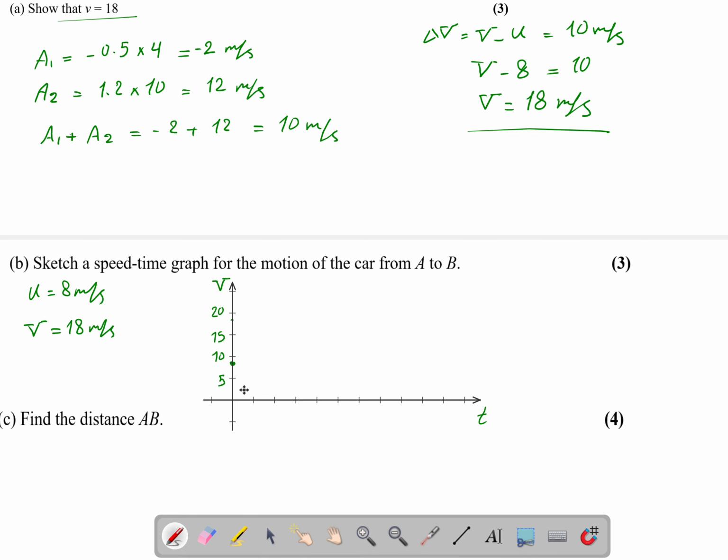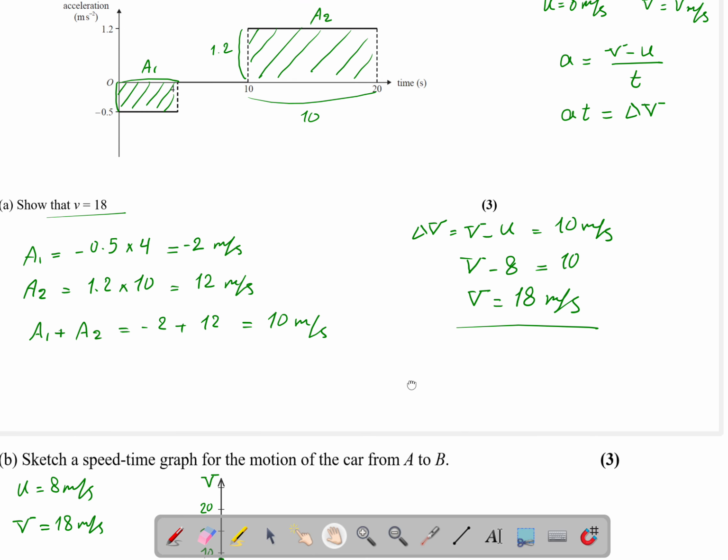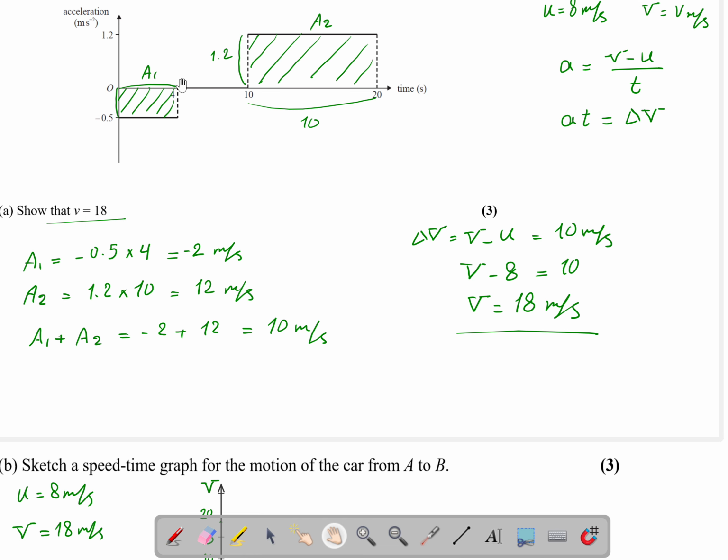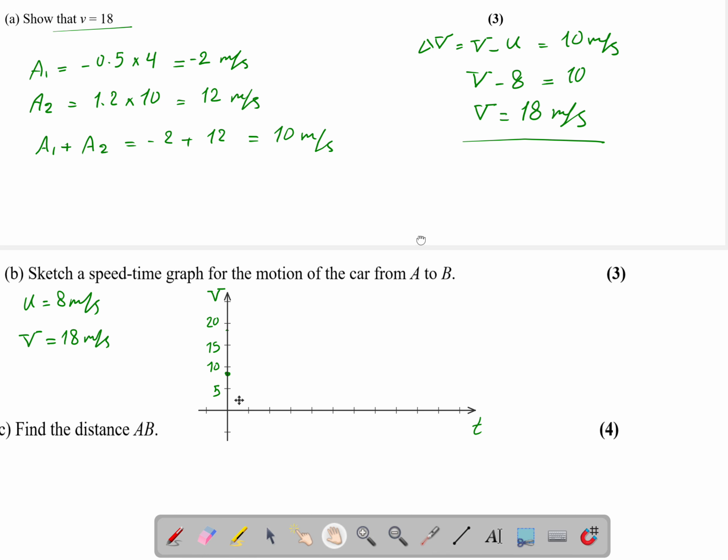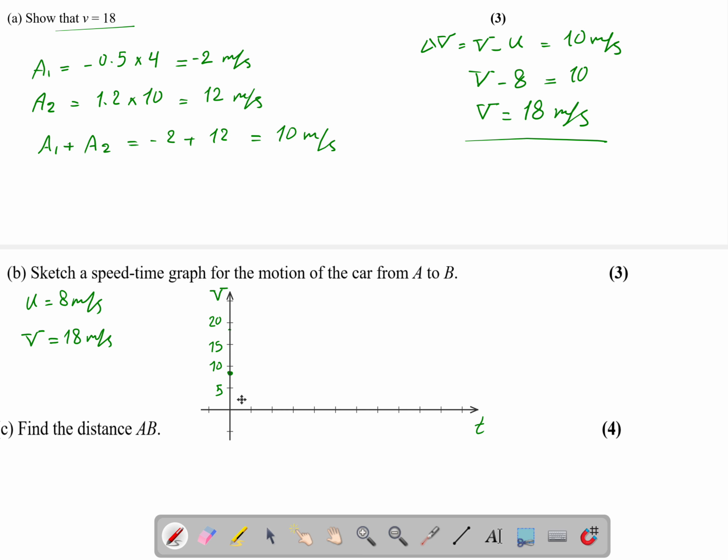Look, first part of the graph, let's turn back to the acceleration time graph. Yes, here. We have this area. This area shows the change of velocity from 0 to 4. It means that minus 2 meters per second will be our first change in velocity. Okay, what does it mean? It means that our A1 equals minus 2 meters per second.